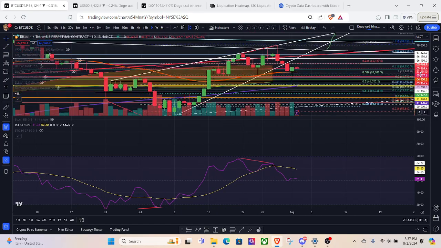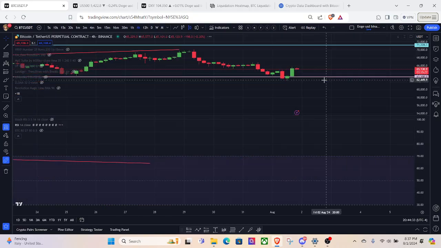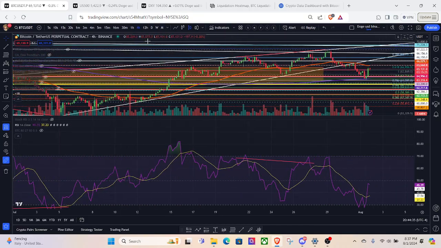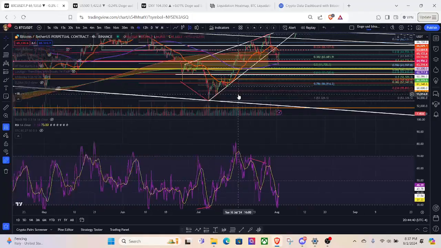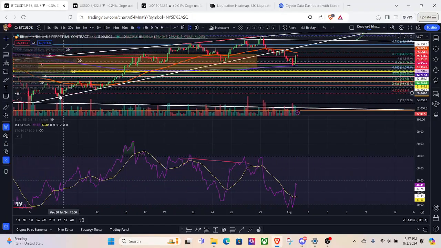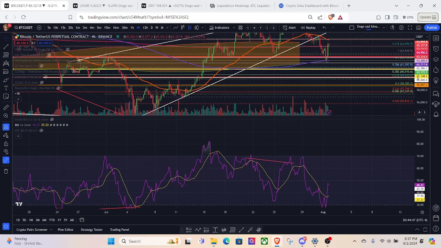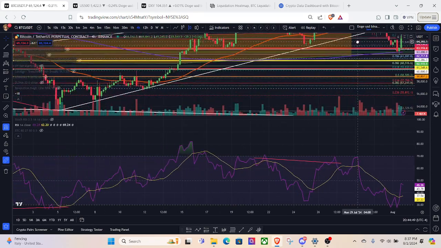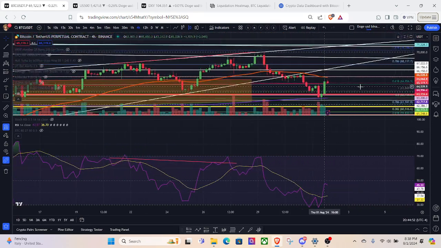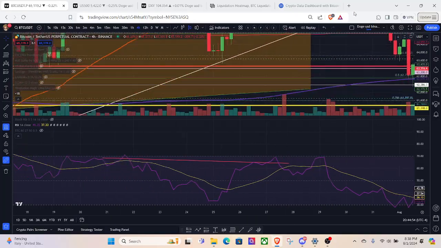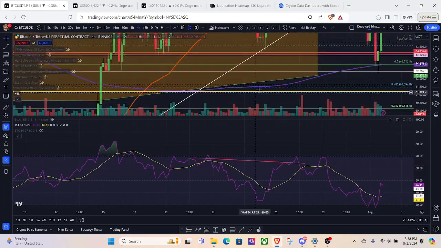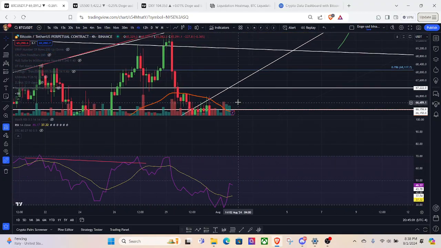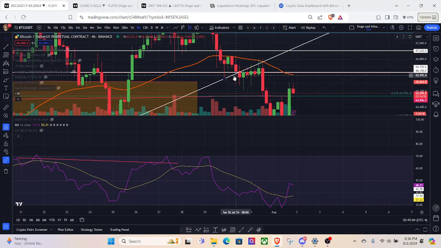Since then, we did break down out of this rising wedge pattern, and depending on how you have your lines drawn, how it makes contact with the candle bodies, wicks, or whatever suits your fancy. This is how I have it drawn, and I figured that this made the most sense considering this had the most points of contact and appeared to be the most well-respected trend line. So that's why it made the most sense to me.